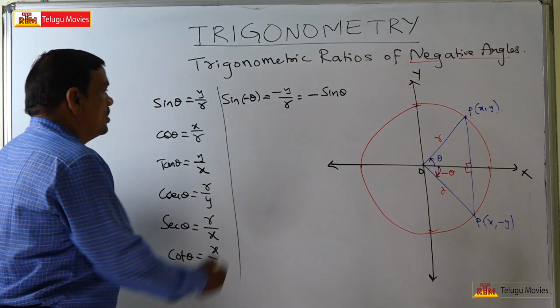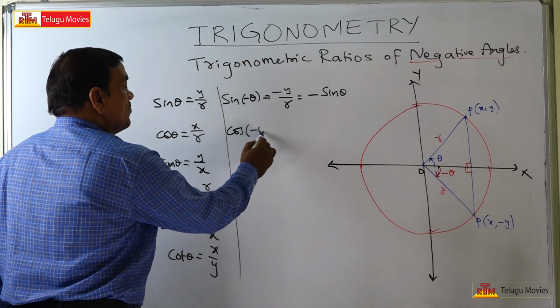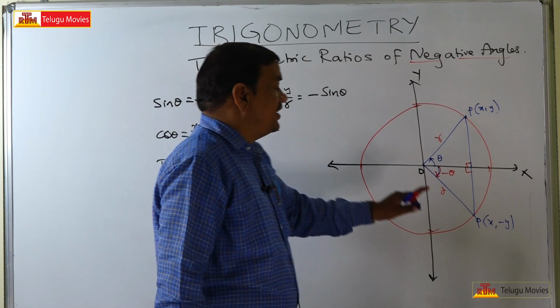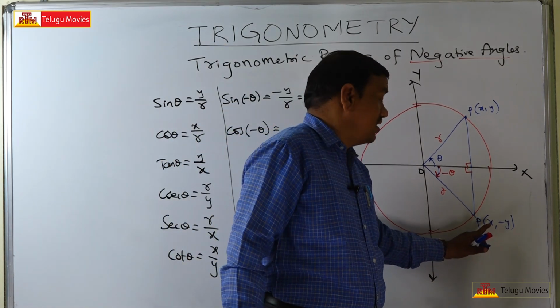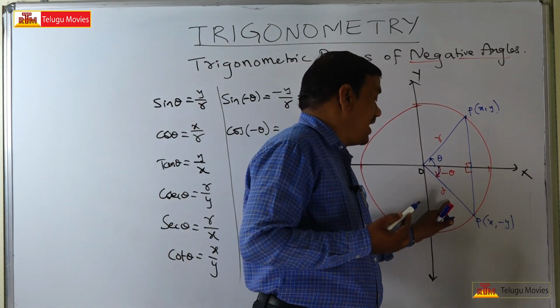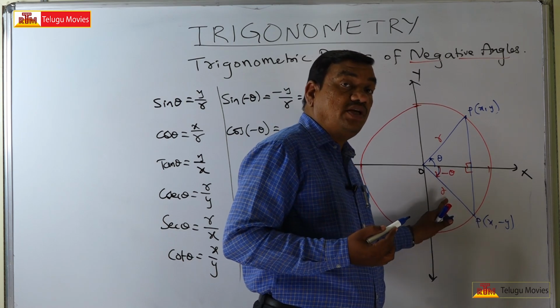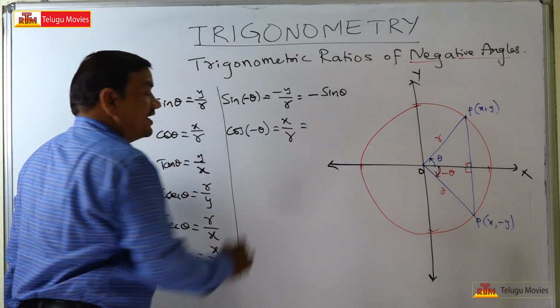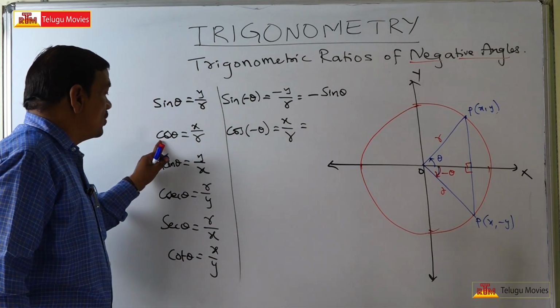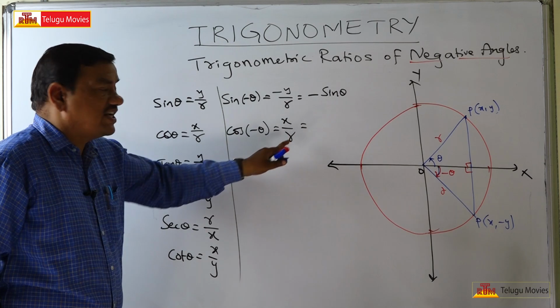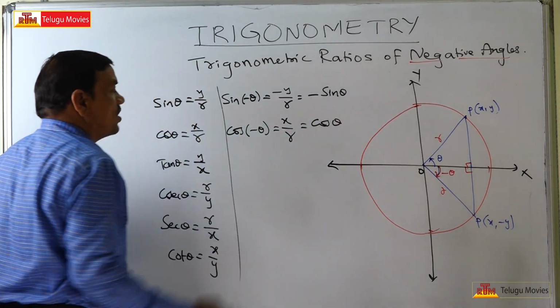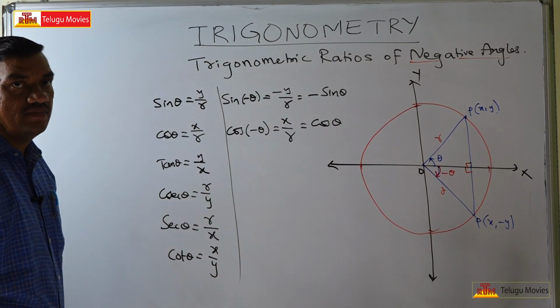Now, see cos of minus theta. According to the definition, what is cos theta? The x coordinate to the radius of the circle, that is x by r. Therefore cos theta is equal to x by r. Here also it is x by r, so I can write cos theta. Therefore, cos of minus theta is equal to cos theta.